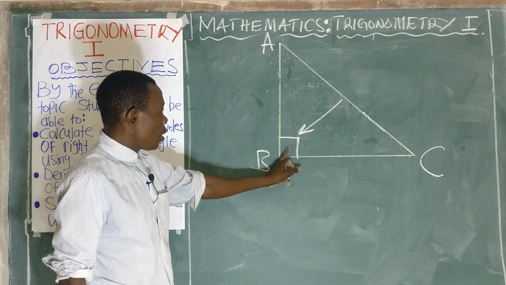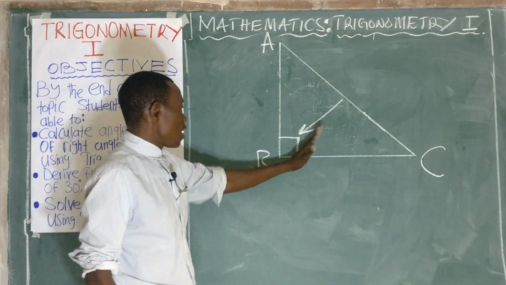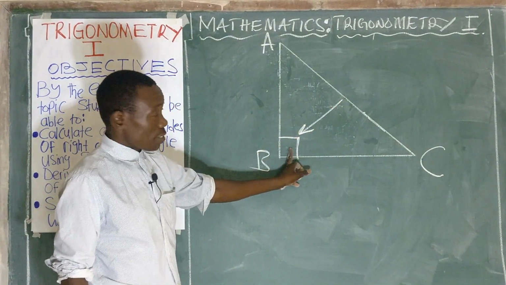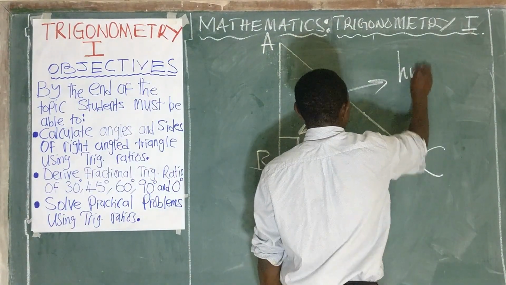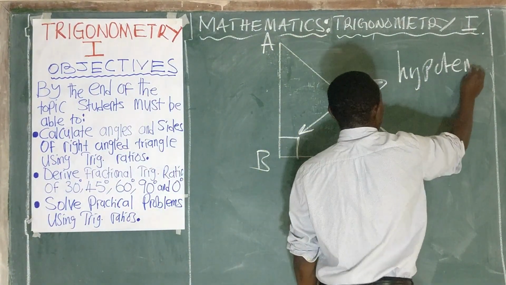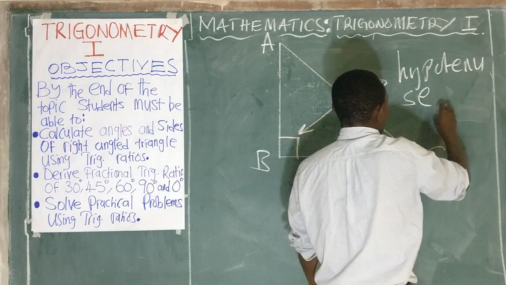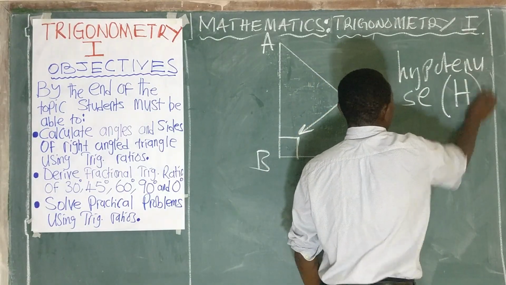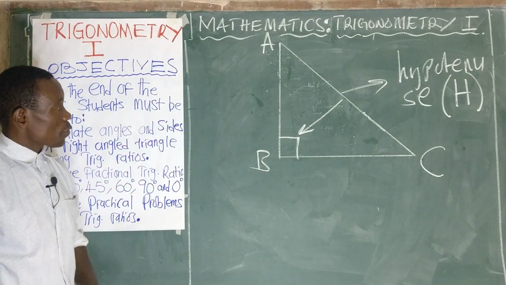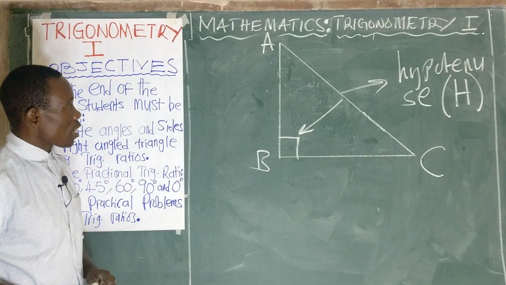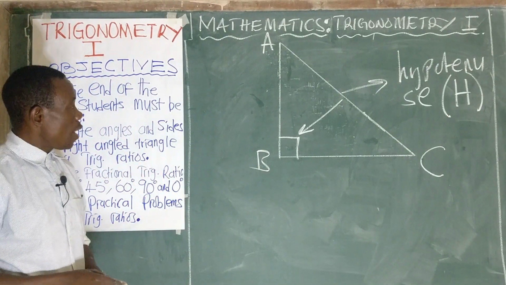This is the right angle. Opposite means that the side is facing a particular angle. And this side is defined as the hypotenuse. So that is the hypotenuse side. You can just brief it by a capital letter H. So the longest side on the right angle triangle is the hypotenuse side.